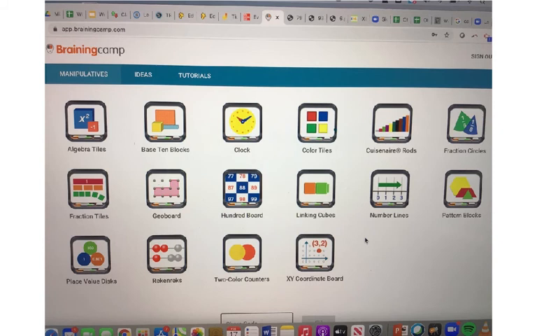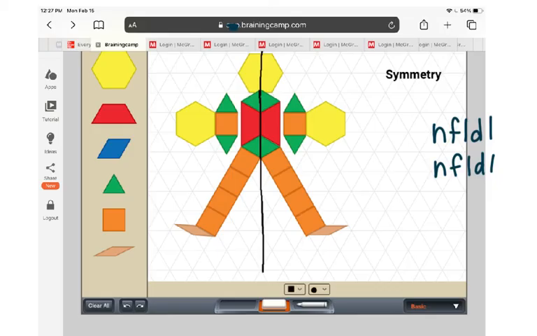Once you log into this site, you're going to look for pattern blocks. Go ahead and click on pattern blocks. And over on the side, you're going to have some choice. What you are going to do is create a picture. Could be an abstract picture. Mine was made to look like a superhero. You are going to make it so that you have at least 1 line of symmetry.